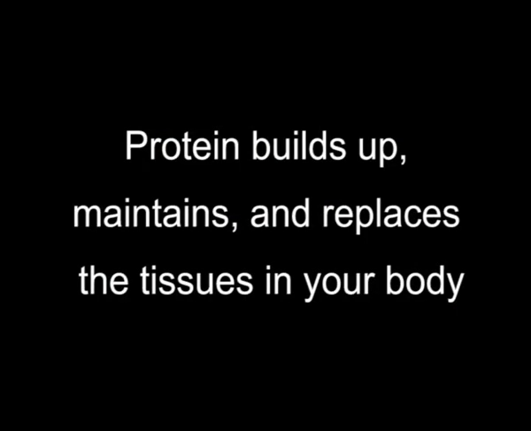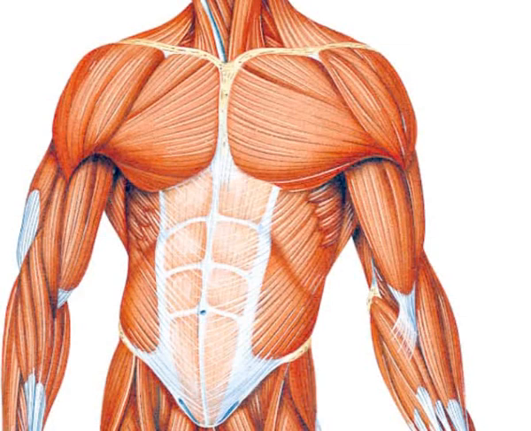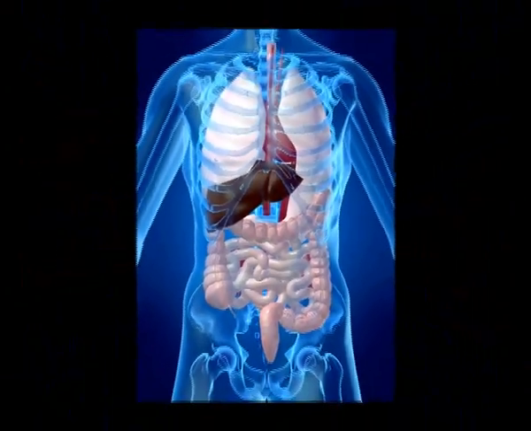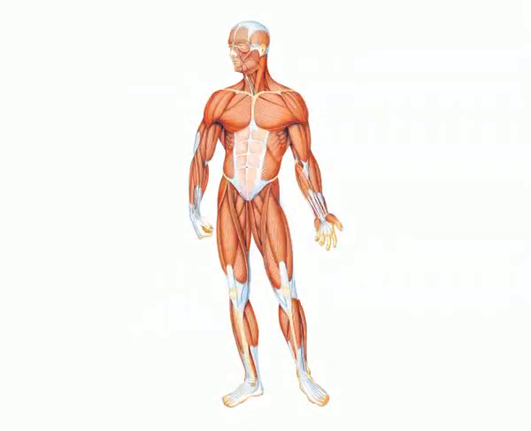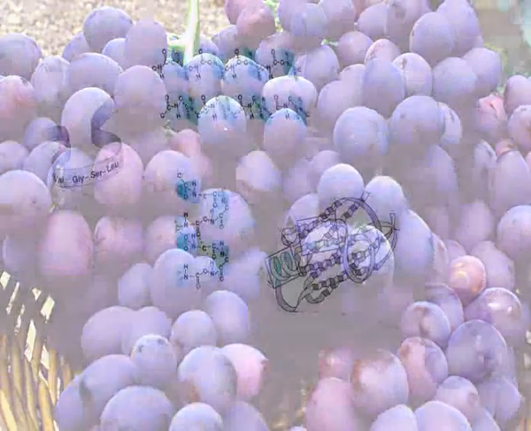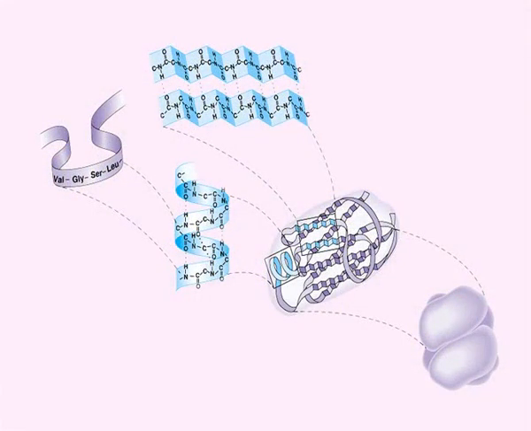Protein builds up, maintains, and replaces the tissues in your body. Your muscles, your organs, and your immune system are made up mostly of protein. Your body uses the protein you eat to make lots of specialized protein molecules that have specific jobs.